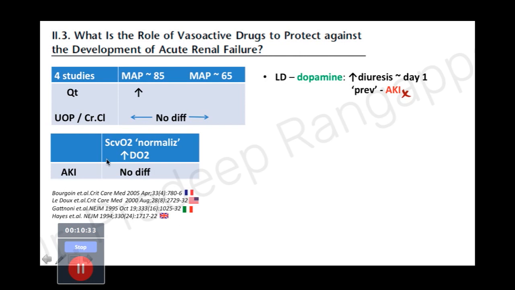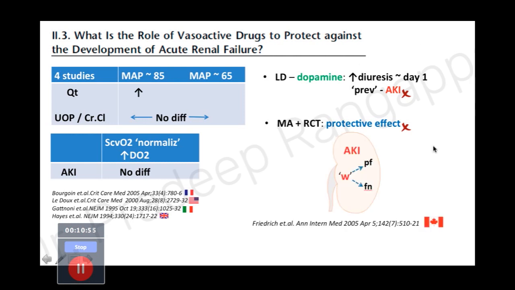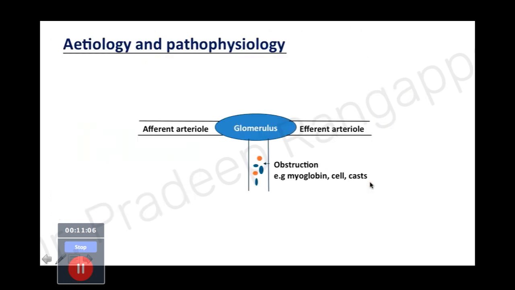We had this earlier thought that low dose dopamine will help in preventing acute kidney injury. Now this is out. What they found is that low dose dopamine can increase diuresis on day one, but it does not prevent acute kidney injury. And these meta-analyses and randomized controlled trials have shown that it does not give any protective benefit. In fact, this was a Canadian study which showed that in patients with acute kidney injury, if you use dopamine, there can be worsening of renal perfusion and renal function. Okay, so that's what they showed.